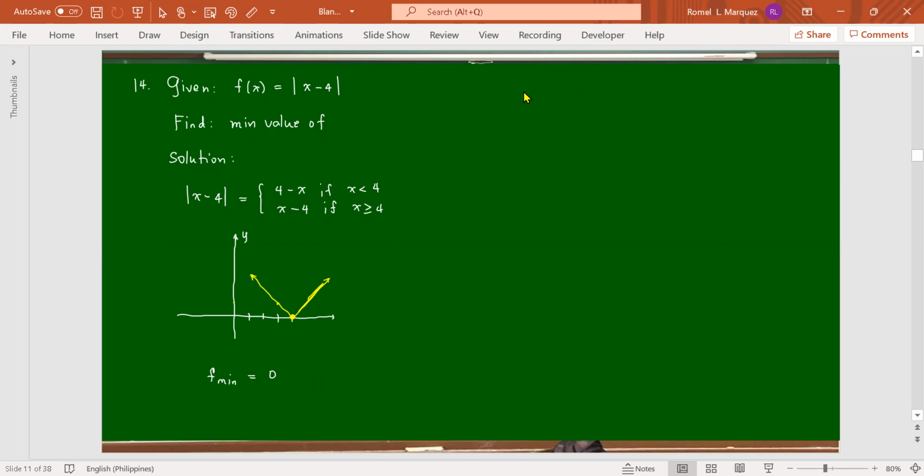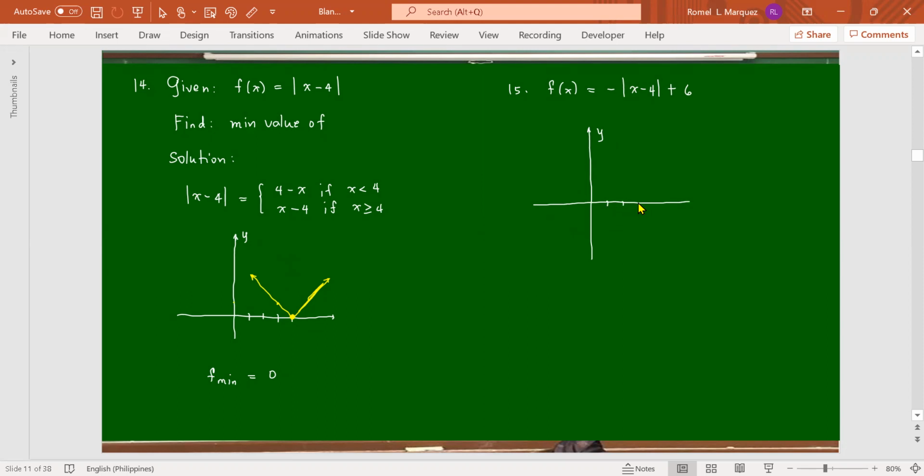What if I have f of x is equal to negative absolute value of x minus 4 plus 6? If you're going to look at the graph of absolute value of x minus 4, it's like a V going up. So since we negate that, we're going to have the upside down of this.